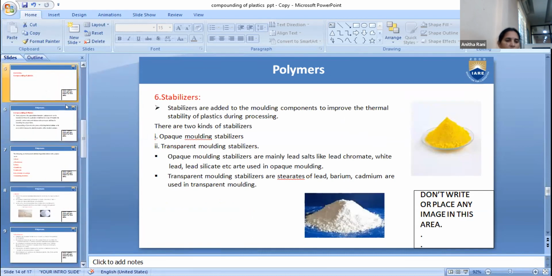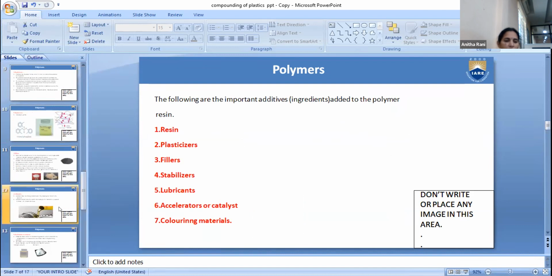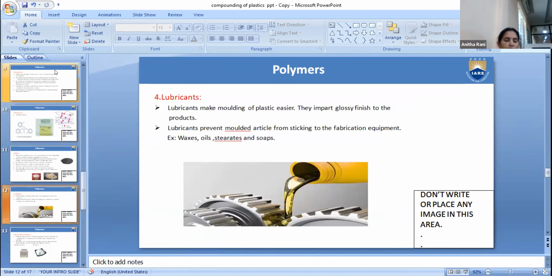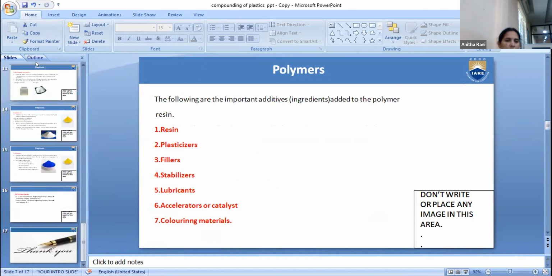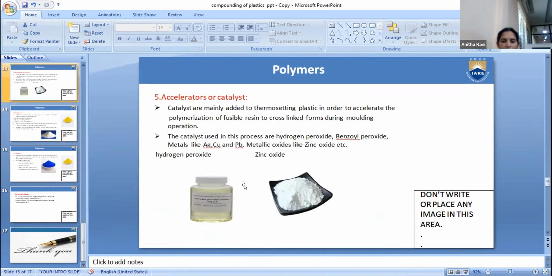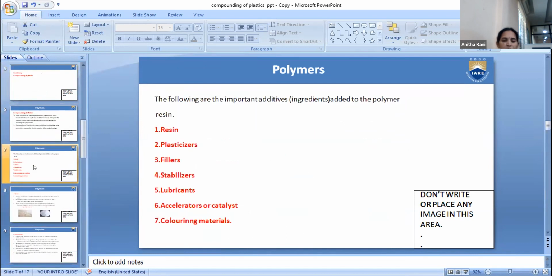After adding that, what else? Lubricants, oil, you have to add. Next, after adding oil, add catalyst. For catalyst, I give two examples here: hydrogen peroxide and zinc oxide. Any one you can add in that mixture. We are mixing everything first in the container, students, then we can go for molding the article.